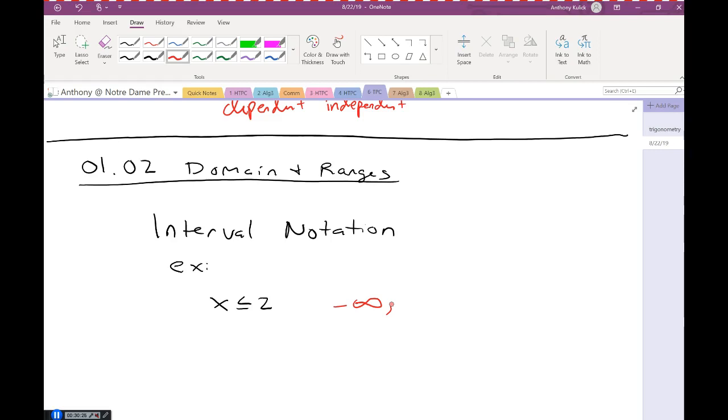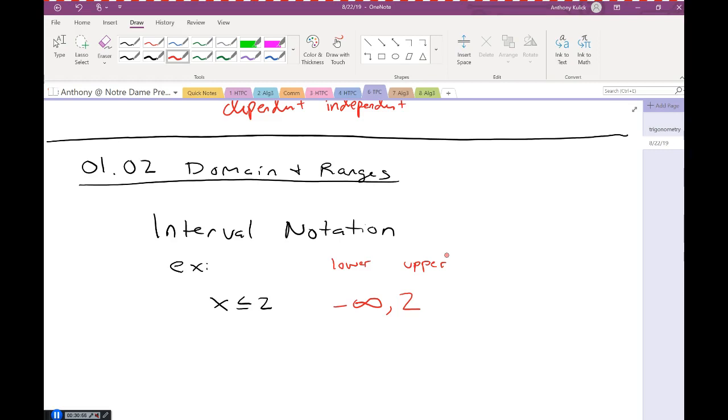What's the upper bound in this situation? 2. That's the biggest value that you could be concerned with. So I'm going to have my lower bound on the left and my upper bound on the right. I always write lower bound on the left and upper bound on the right. It should always be going from small to big. Okay with that?